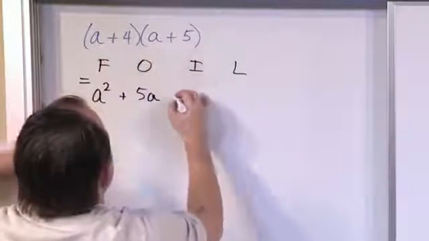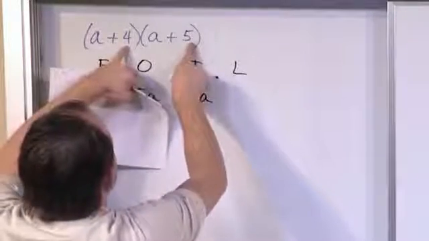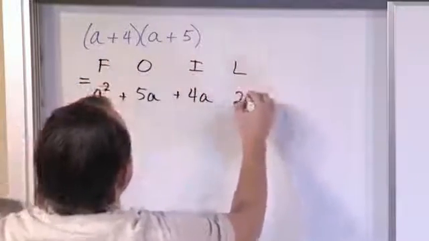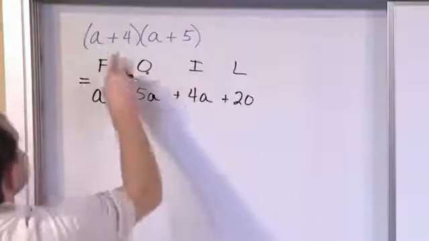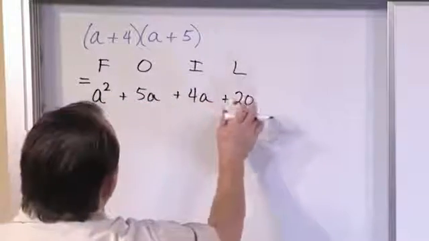4 times a is 4a. And then we're going to do the last terms. 4 times 5 is 20. And everything is added together with plus signs because there's no negative numbers or anything in there. And so the answer is a squared plus 5a plus 4a plus 20.